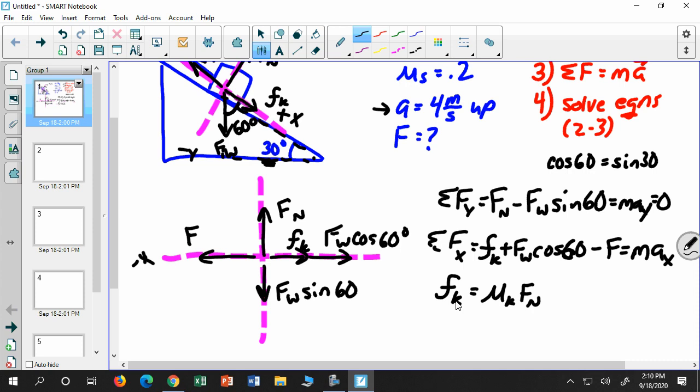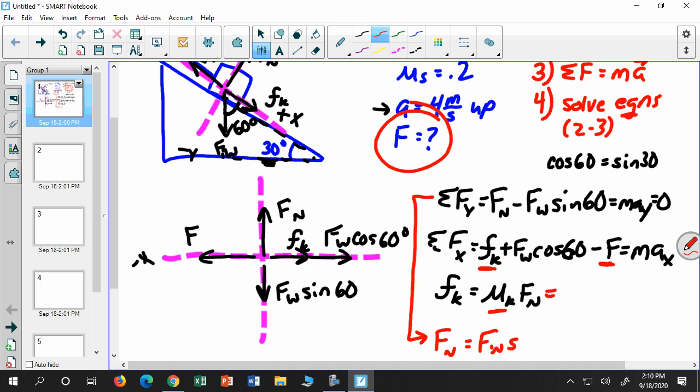Okay, so I'm looking for F. And if I look through these equations, I see that F is right here. And I ask myself, what here do I know? Well, I don't know F, and I don't know Fk, but I know everything else. So if I can figure out what Fk is, then I'm home free. I can answer this question, because I know what mu k is. I don't know what Fn is, but I can figure out what Fn is. So my first step is to find the normal force. I'm going to start here, and I say that Fn is equal to Fw sine of 60.